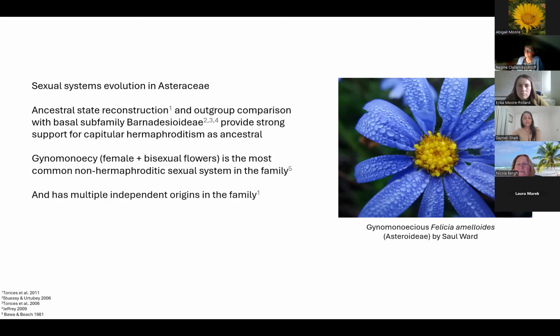Gynomonoecy is the second most common sexual system in Asteraceae, but it also has multiple independent origins across the family. So it's evolved multiple times and then been maintained multiple times. This really raises questions around the evolutionary significance of this sexual system. What are the selective advantages conferred by this combination of pistillate and bisexual flowers?